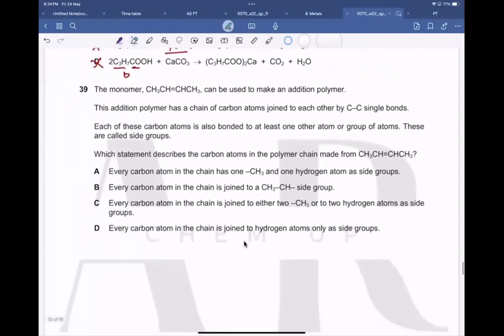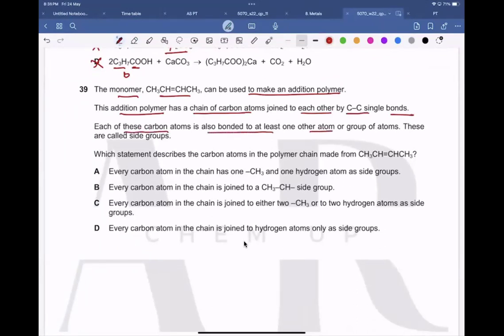Now question number 39. The monomer can be used to make an addition polymer. This addition polymer has a chain of carbon atoms joined to each other by carbon-carbon single bonds. Each of these carbon atoms is also bonded to at least one other atom or group of atoms. These are called side groups. Which statement describes the carbon atoms in the polymer chain made from this? Every carbon atom in the carbon chain has one CH3 and one hydrogen atom as a side group.